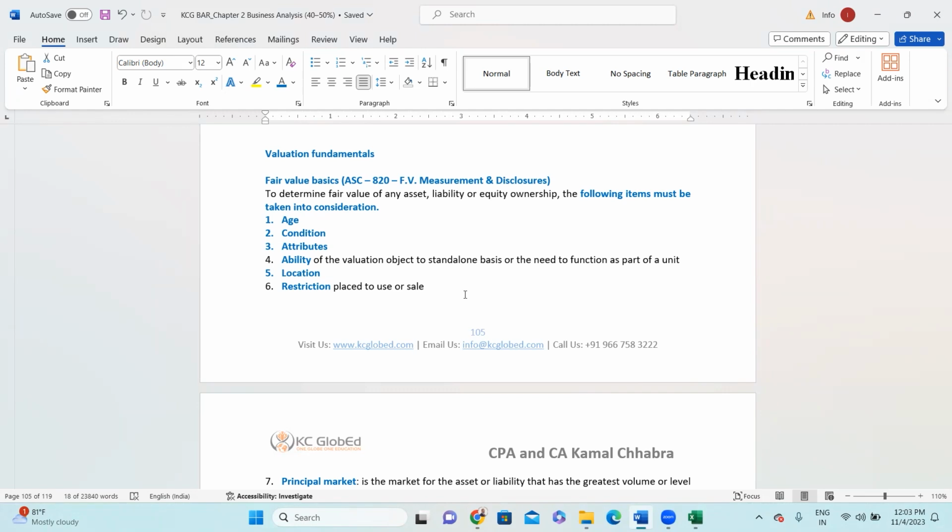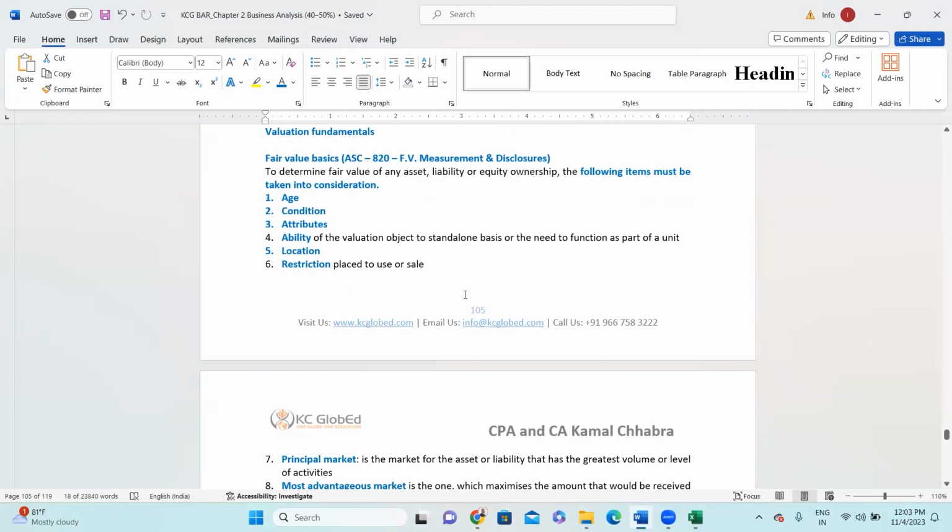Sixth is restriction placed on the use or sale. If the asset which you have in your hand, you can use it, but you cannot sell it.